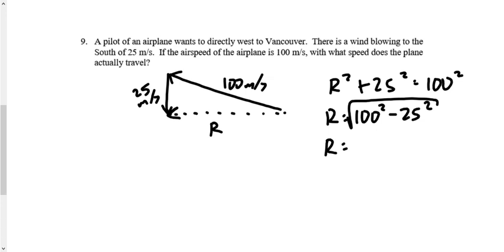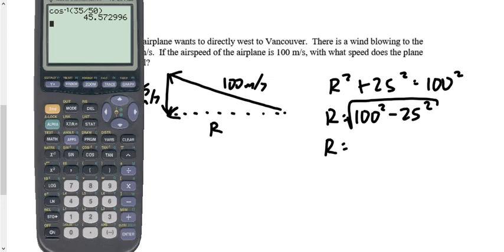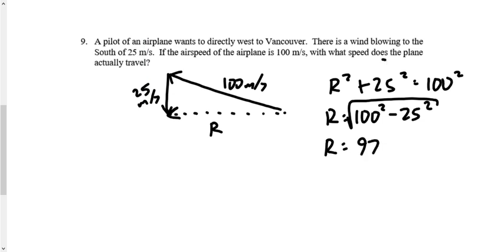And when we do that, let's figure that out as a group here. Let's say 100 squared minus 25 squared equals 9375. Let's square root that. And we end up getting 96.8, or we're going to round that to 97 meters per second.